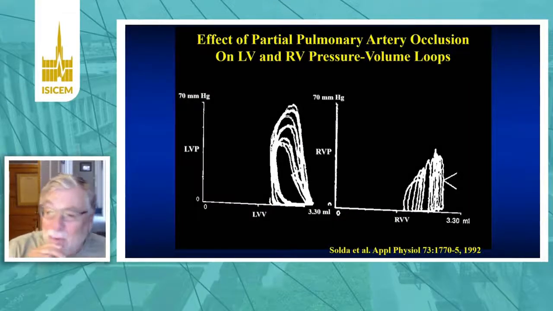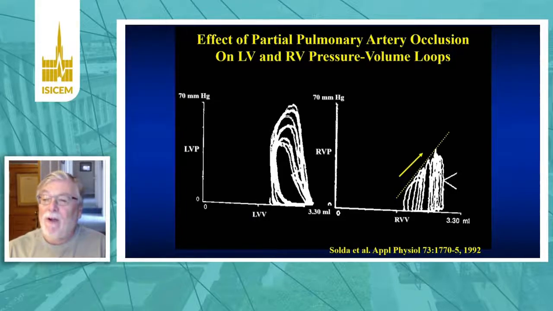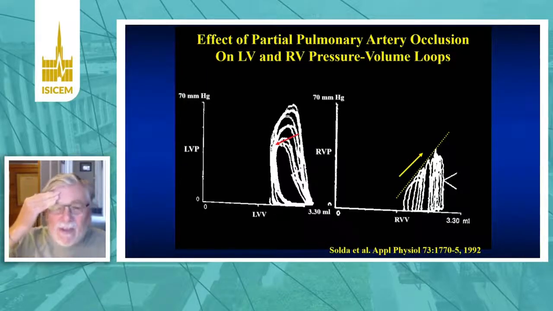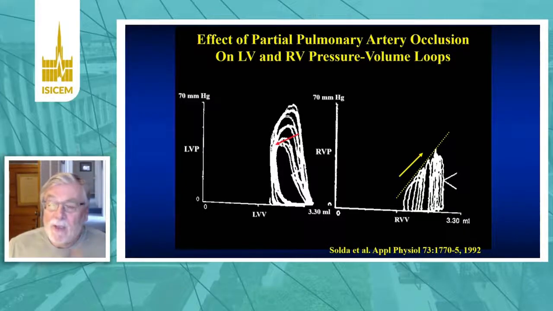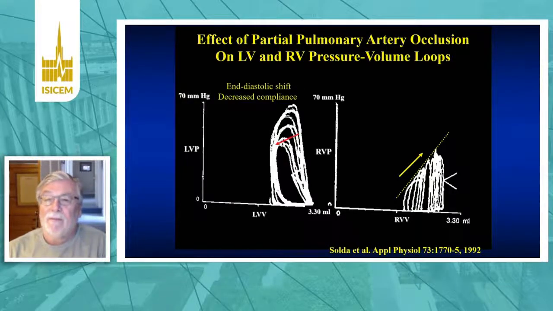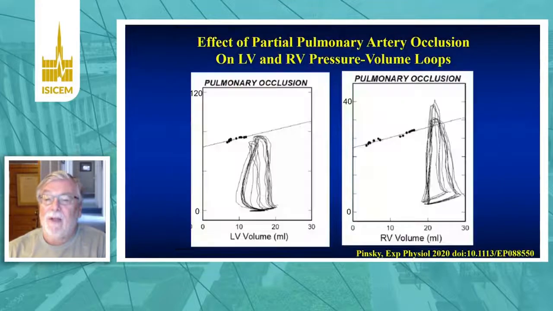These are data in which we caused an increase in pulmonary artery pressure by snaring the pulmonary artery. And as you can see, the right ventricle dilates up. At the same time, left ventricular end diastolic volume falls. So this is ventricular interdependence impeding left ventricular ejection. There is a decrease in left ventricular compliance.